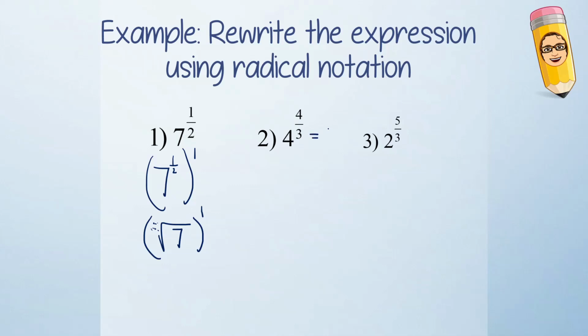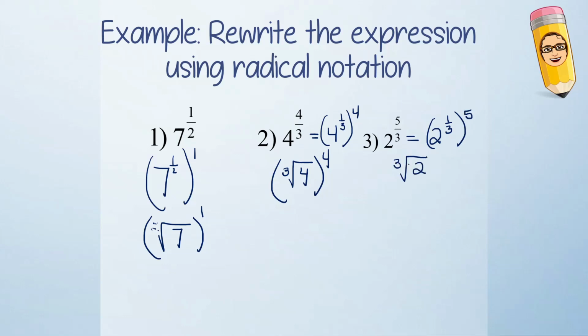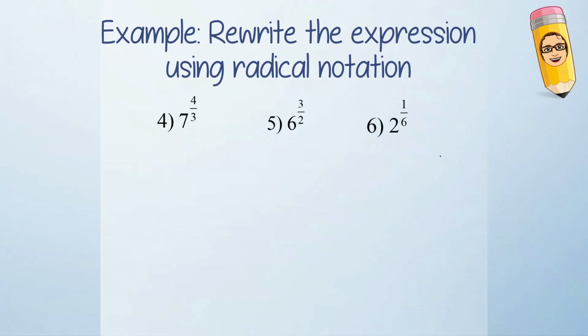Again, I'm going to change it to 4 to the 1/3 to the 4th power. So I just broke that numerator and put it outside. Now I'm going to change 4 to the 1/3, so that is the cube root of 4, and I still need that 4th power sitting out front. We're going to do the same thing to this one: 2 to the 1/3 to the 5th power. That means I would have the cube root of 2 to the 5th power. Not terrible, right?